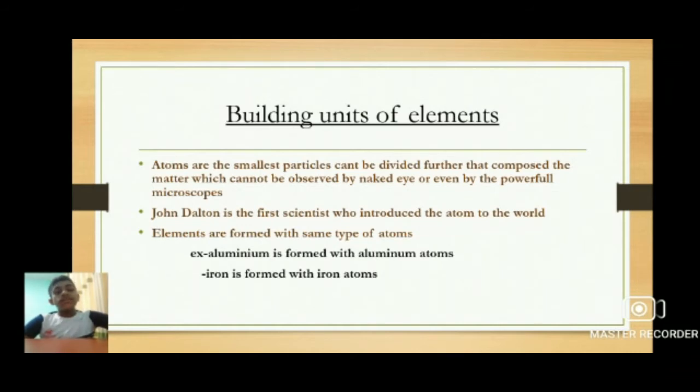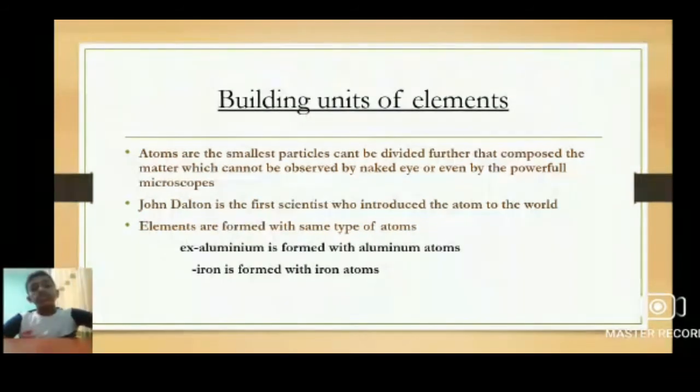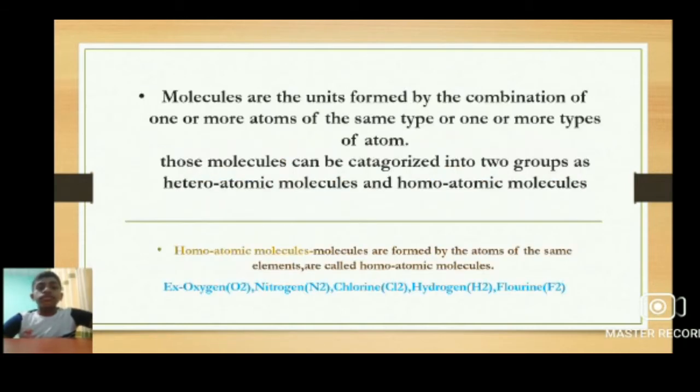Now we identify the first scientist who introduced the atom to the world. John Dalton is the first scientist who introduced the atom to the world. Elements are formed with the same type of atoms. As examples, aluminium is formed with aluminium atoms, iron is formed with iron atoms, gold is formed with gold atoms.